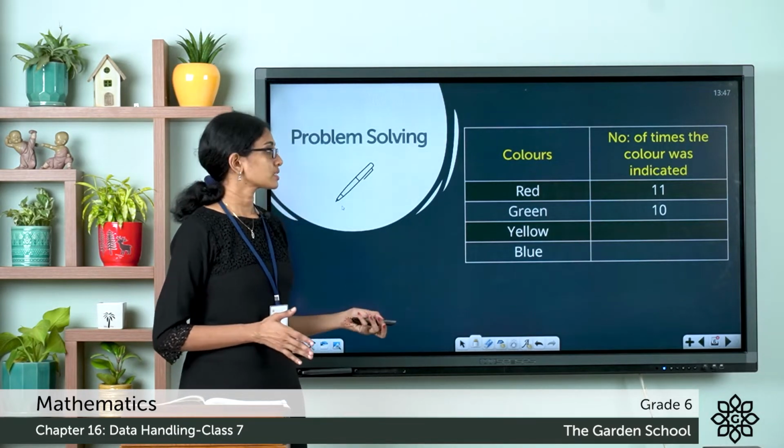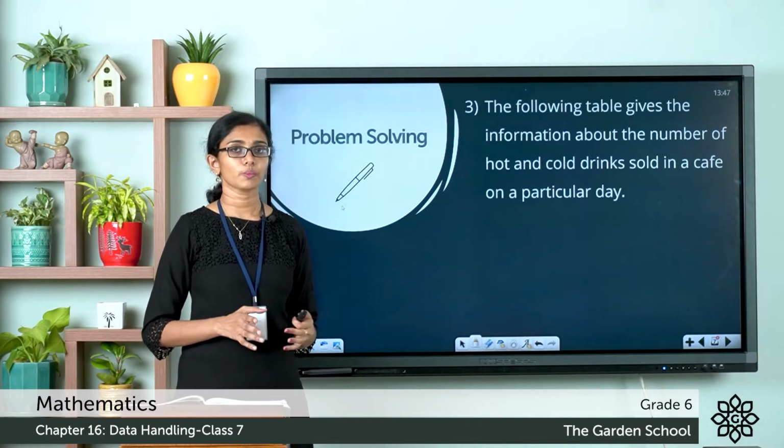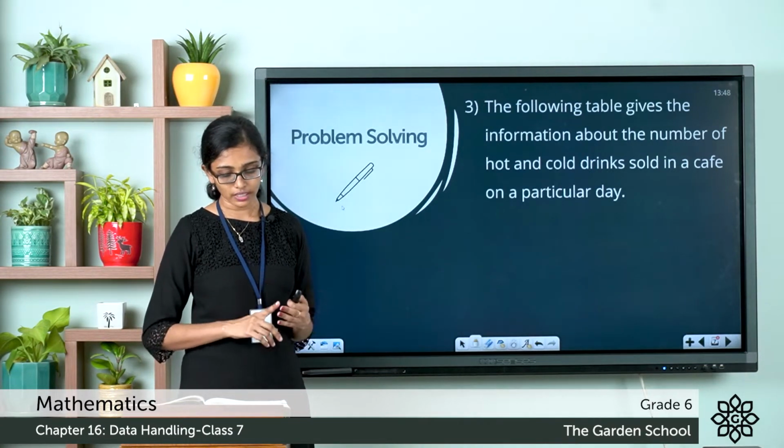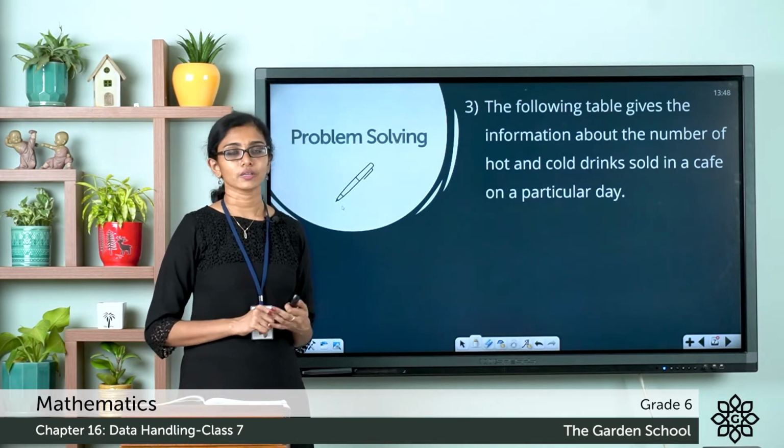Now, the third question. The third question says the following table gives the information about the number of hot and cold drinks sold in a cafe on a particular day.